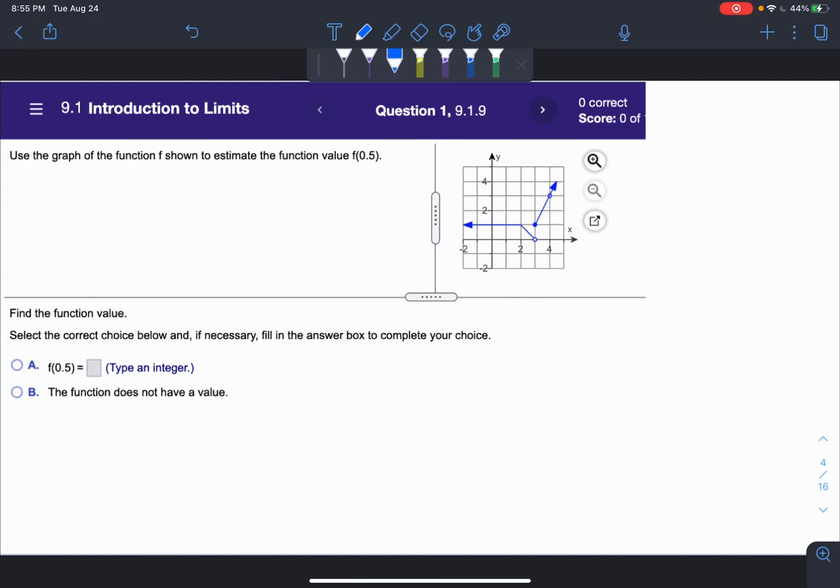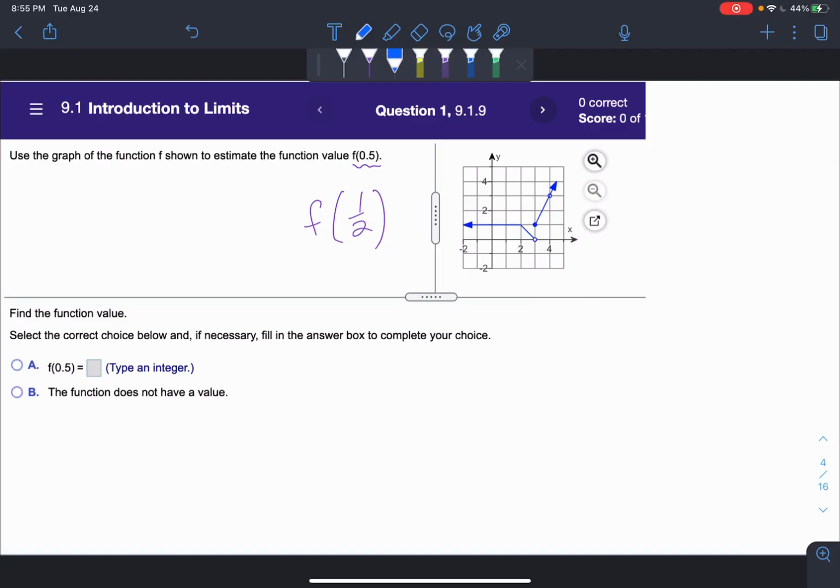Okay, so now a different set of questions. We have this function f of x, and we are given its graph. We don't necessarily know what f of x is, but we have enough information to answer the question. So we want to know what the function value of f of 0.5 is. This is also f of 1/2.